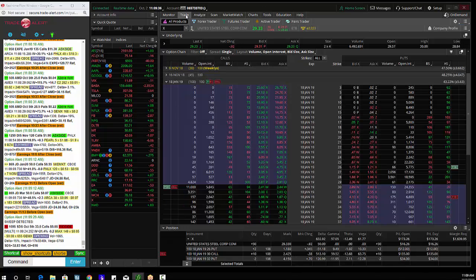Steel at $29. Stop loss is $26. Target one is 30.50. Target two is 32. So I'm long U.S. Steel stock at $29. Target one is 30.50. Target two is $32 with a stop loss of 26.